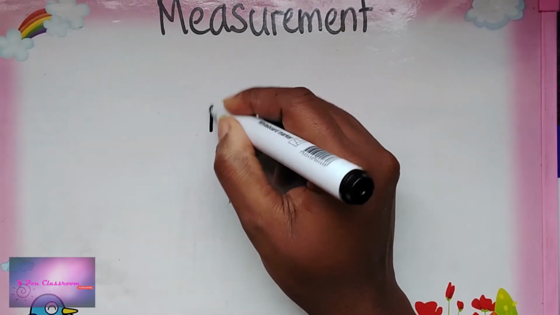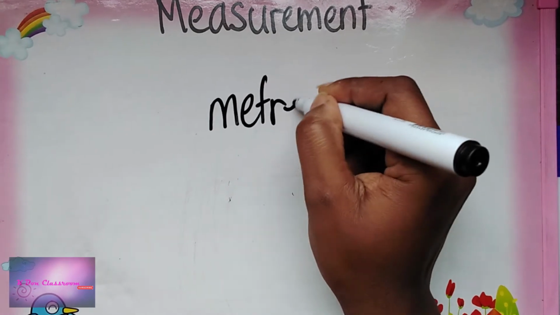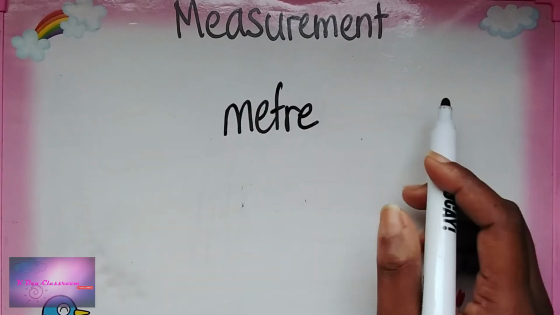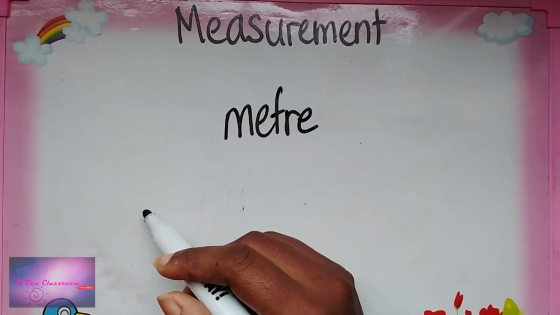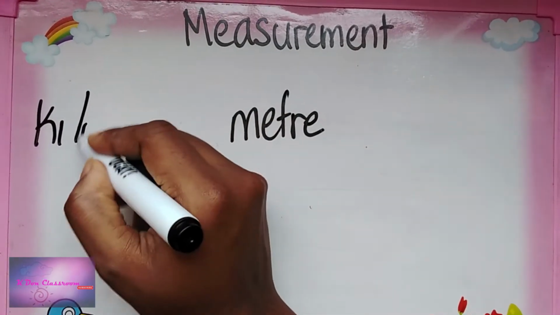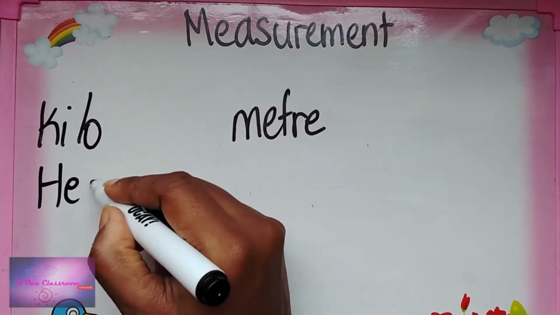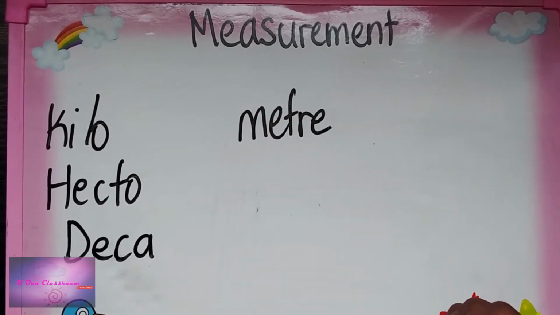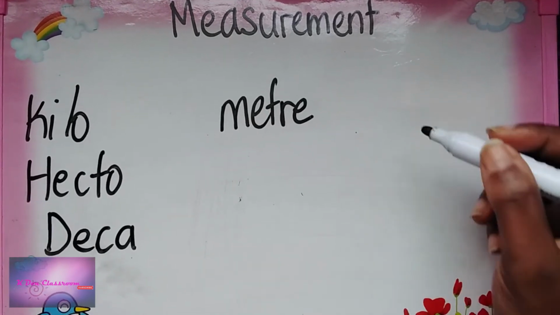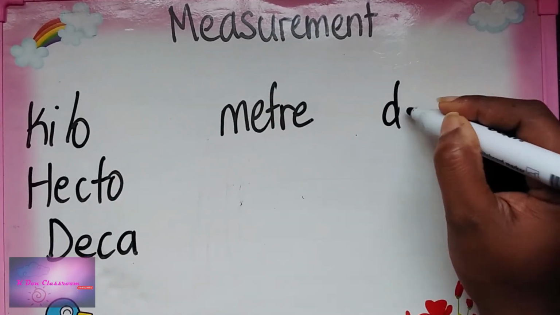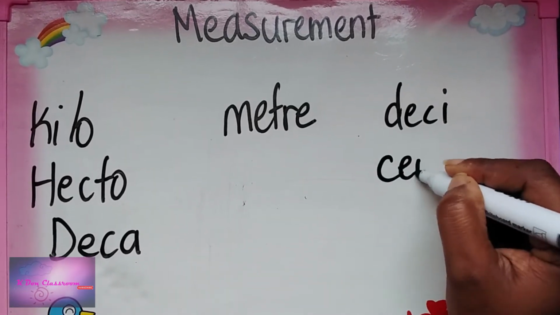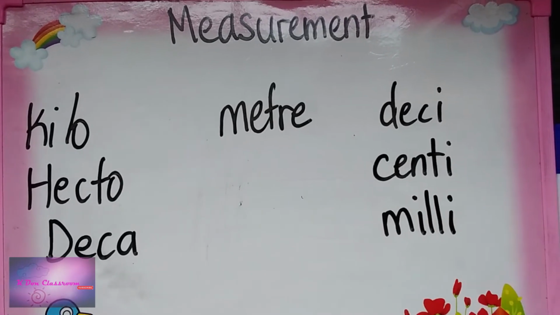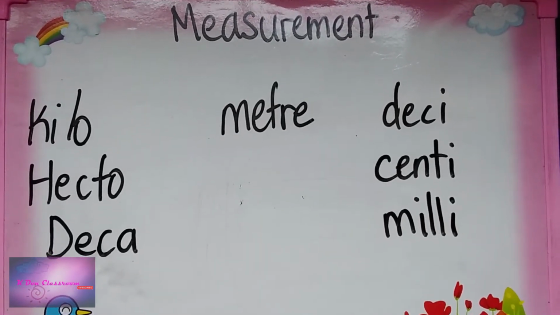So let's look at the base unit, meter. There are prefixes that we add to this to make it smaller, or we can make it bigger. We can add kilo, hecto, or deca. And these prefixes make meter bigger. We can also add deci, centi, or milli. And these prefixes make meter smaller.